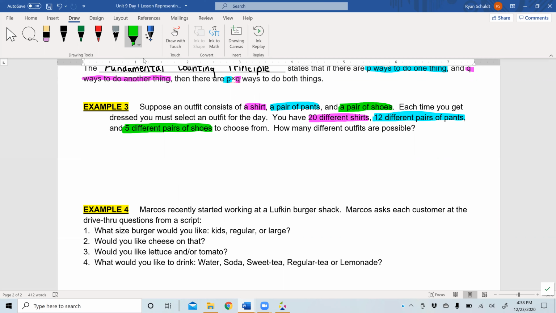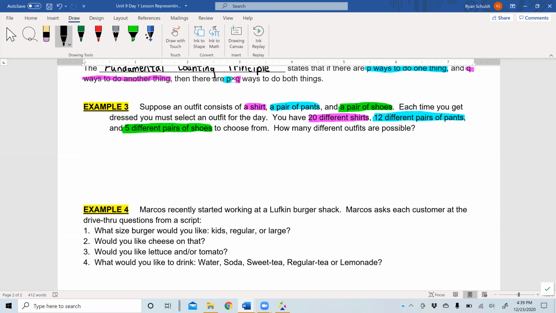I realize that, but we're not counting those. We're just counting the things you can see, okay? The shirt, the pants, and the shoes. We're not counting the underclothes and the undergarments, no. Counting the stuff you can see. So you got 20 shirts, 12 pairs of pants, 5 pairs of shoes that you can choose from. How many different outfits are possible?